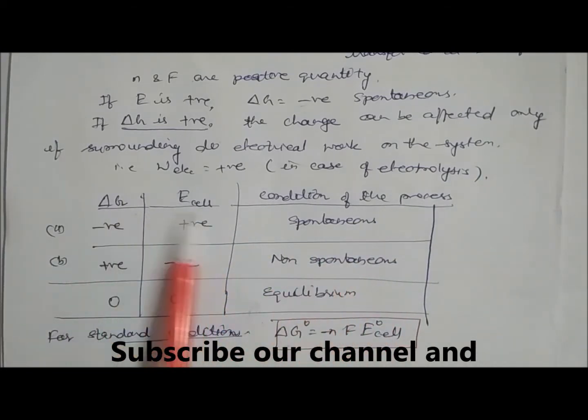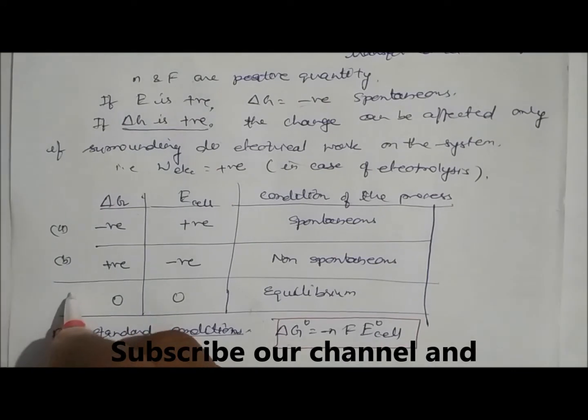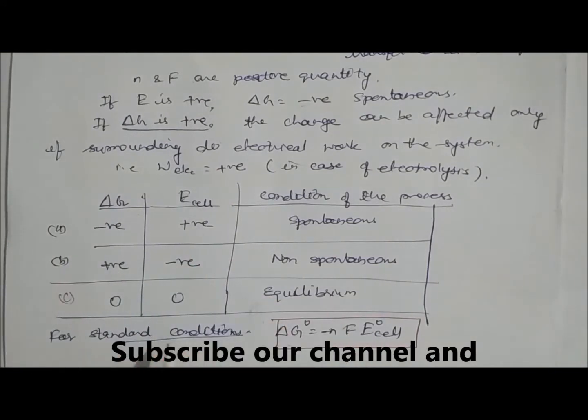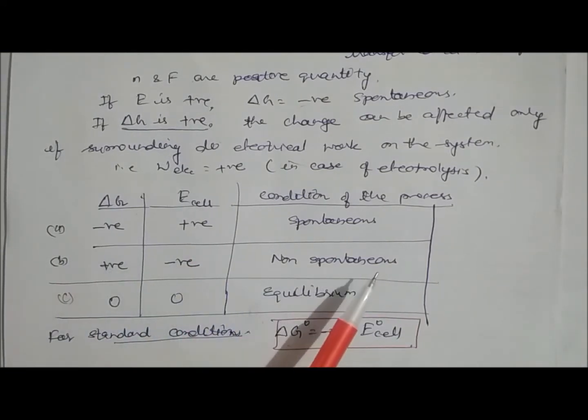And if you take the reverse of this one, this is negative, this is positive, then this is called a non-spontaneous process. And if you take the third, delta G is 0 and E of the cell is 0, then this condition will be equilibrium. And for standard condition, delta G naught is nothing but nFE naught of the cell. So this is the final formula for any redox reaction.